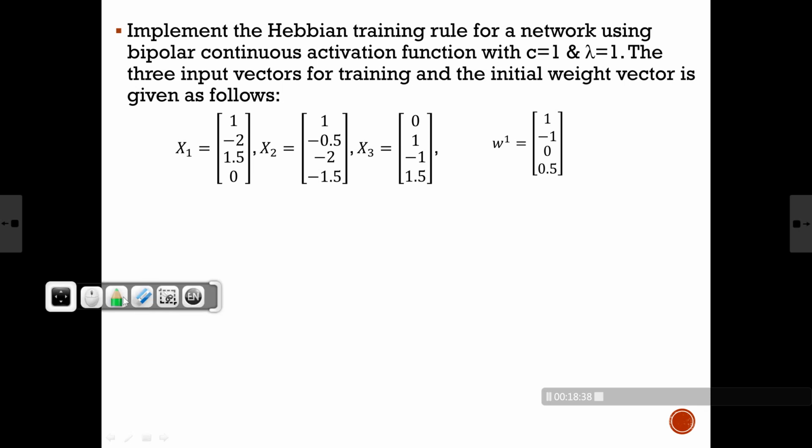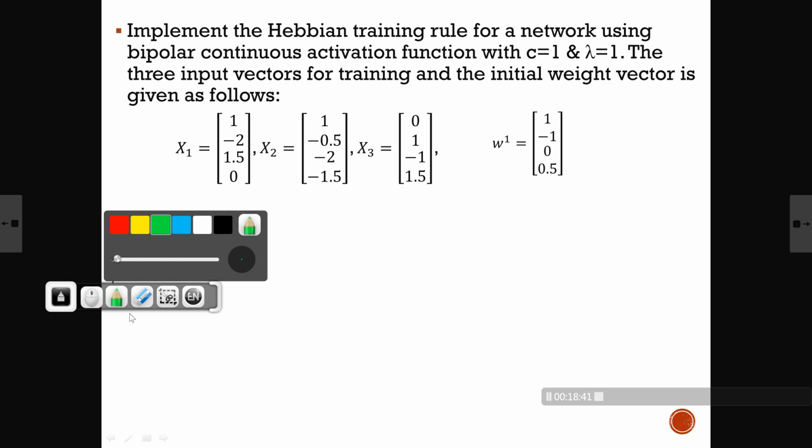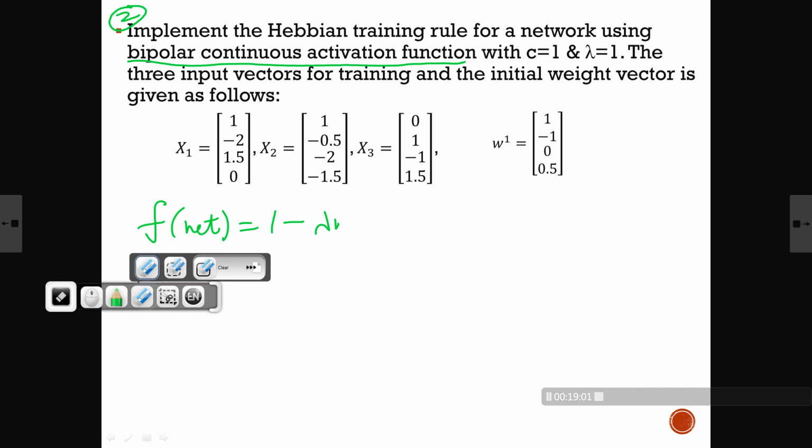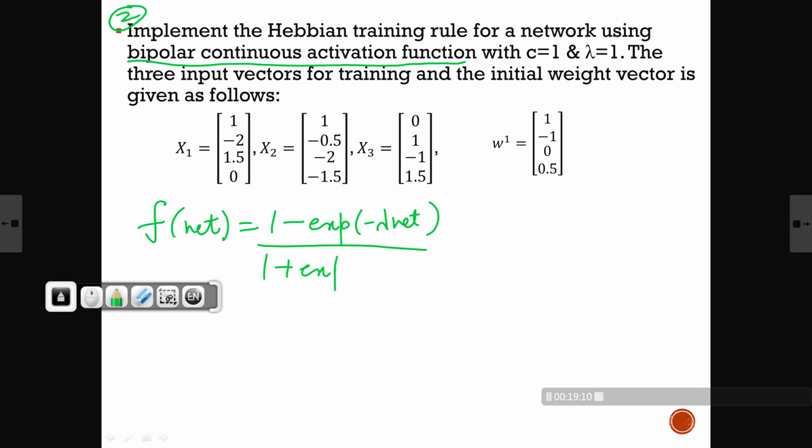We'll move on to the second problem. It is the same problem, but only with certain changes. This is the second problem. But what are the changes? We shall see here. It is given a bipolar continuous activation function. So bipolar continuous activation function means f of net is equal to 1 minus exponential of minus lambda net upon 1 plus exponential of minus lambda net. But it is told to you that C is equal to 1, lambda is equal to 1. So here lambda will be equal to 1.